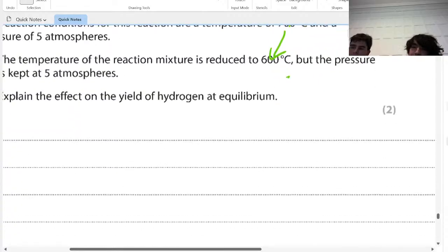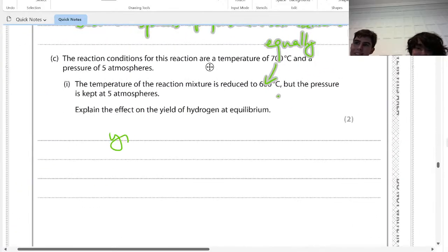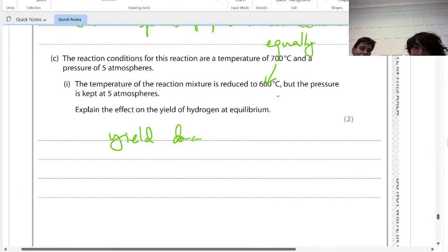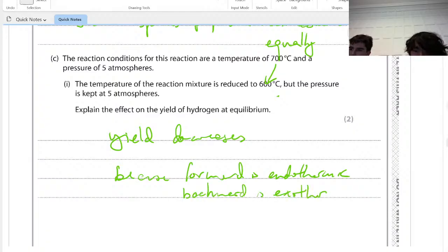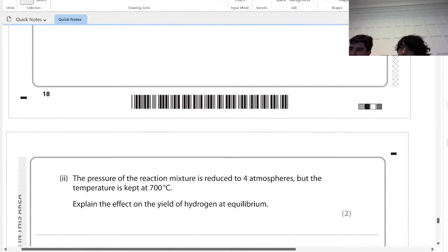Yeah, you're right. So the temperature decreases, and because forward is endothermic and backward is exothermic, the yield should drop.